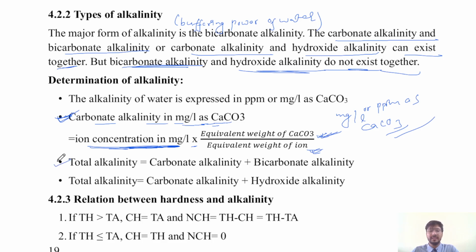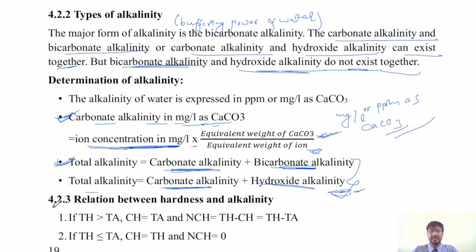Total alkalinity is the sum of carbonate alkalinity and bicarbonate alkalinity, or the sum of carbonate alkalinity and hydroxide alkalinity. But hydroxide alkalinity and bicarbonate alkalinity cannot exist together. Please keep in mind, bicarbonate alkalinity and hydroxide alkalinity do not exist together.